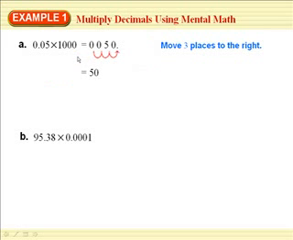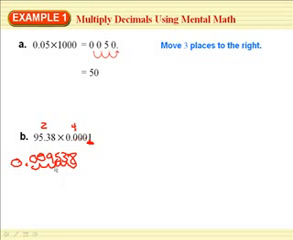Now, this one right here, what I do is, especially with the 1, I forget about the decimals and I just multiply. 9538 times 1 would be 9538. And then there's 1, 2, 3, 4 decimals here, and 1, 2 decimals there for a total of 6. So I go 1, 2, 3, 4, 5, 6. So it would be 0.009538.